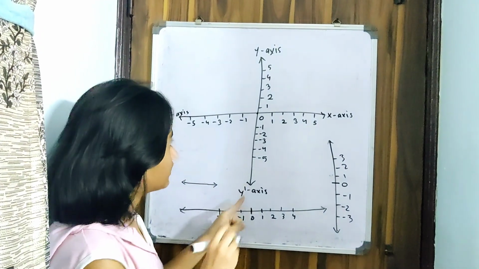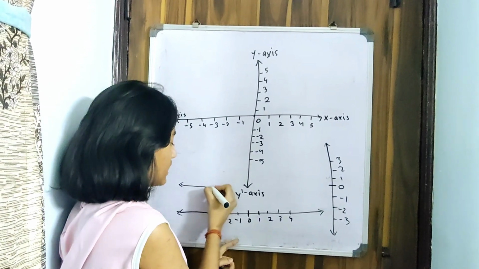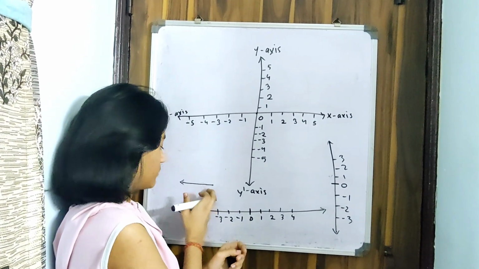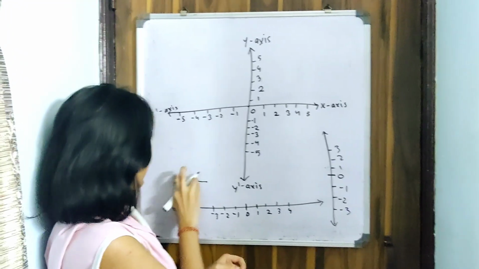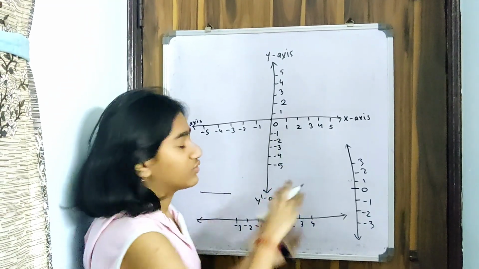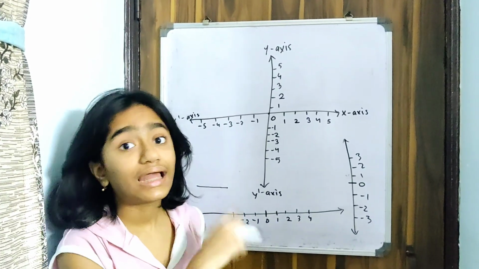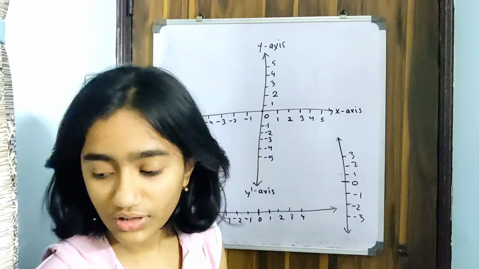But if we make just one arrow, then this means it is a ray, that from here it has stopped, but from this side it is continuously going on. And if you don't make any arrows whatsoever, this means it is only from 1 to 5, and then it is not a line, it will be a line segment. So this was about the basic structure of a Cartesian plane.